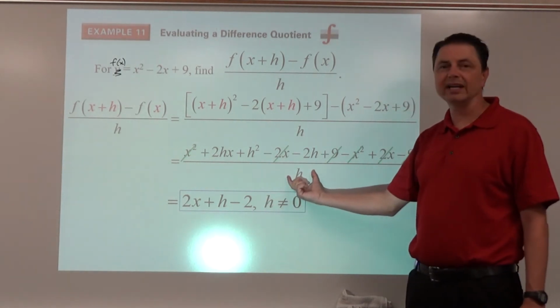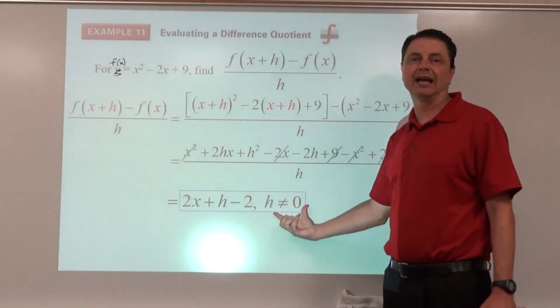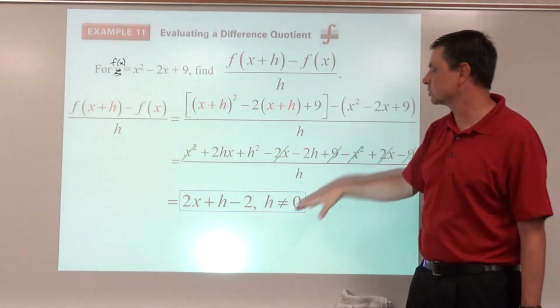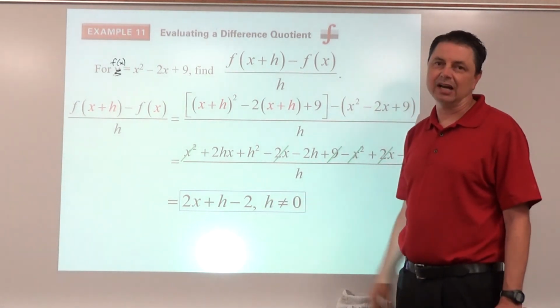And since we are dividing by h, we do want to stipulate that that cannot be 0 since we're never allowed to divide by 0. So kind of get in the habit, when you're doing the difference quotient, of also giving the condition, my h is not allowed to be 0.